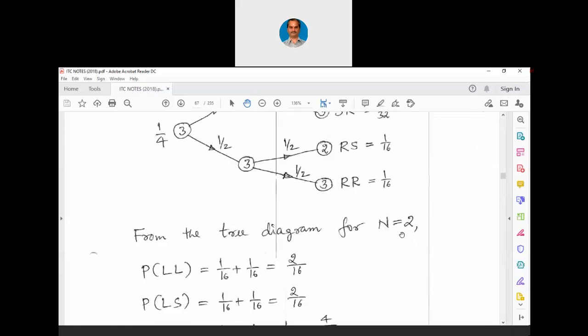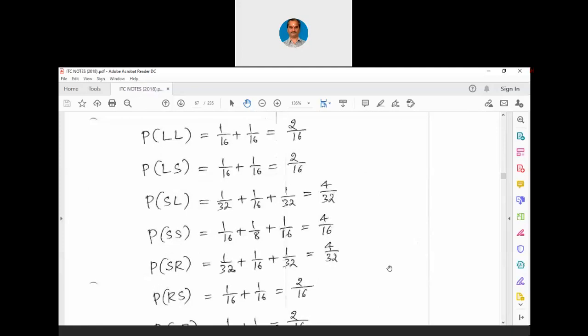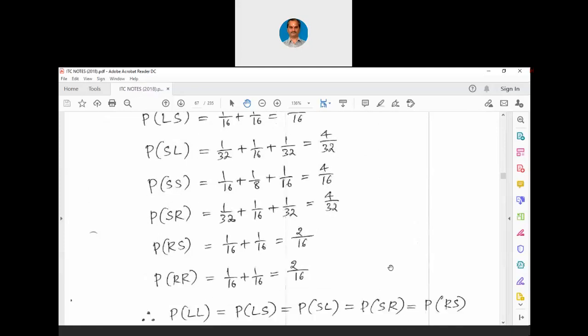Now from the tree diagram for n equals 2, we can find out the joint probability of all these: LL how many times, LS how many times, SL how many times. That way we can go on computing all these values. I'll just show you those values.